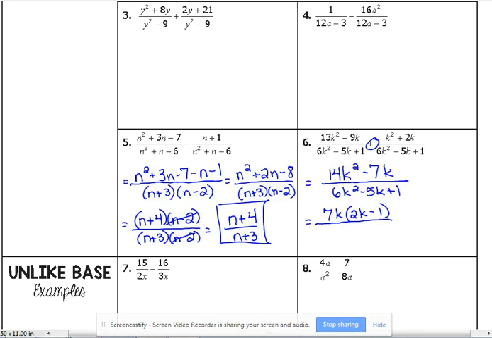Guess what? I need to factor that denominator. I'm going to use the numerator as a hint. I'm going to see if 2k minus 1 is one of my factors. What is the other one? So if 2k times what gives me 6k squared? 3k. Negative 1 times what gives me positive 1? Negative 1. Let's check and see if it works out. 2k times 3k, 6k squared. We established that. We get negative 2k on the outside, negative 3k on the inside. Those combine to give us the negative 5k in the middle. So we're good. It does factor that way.